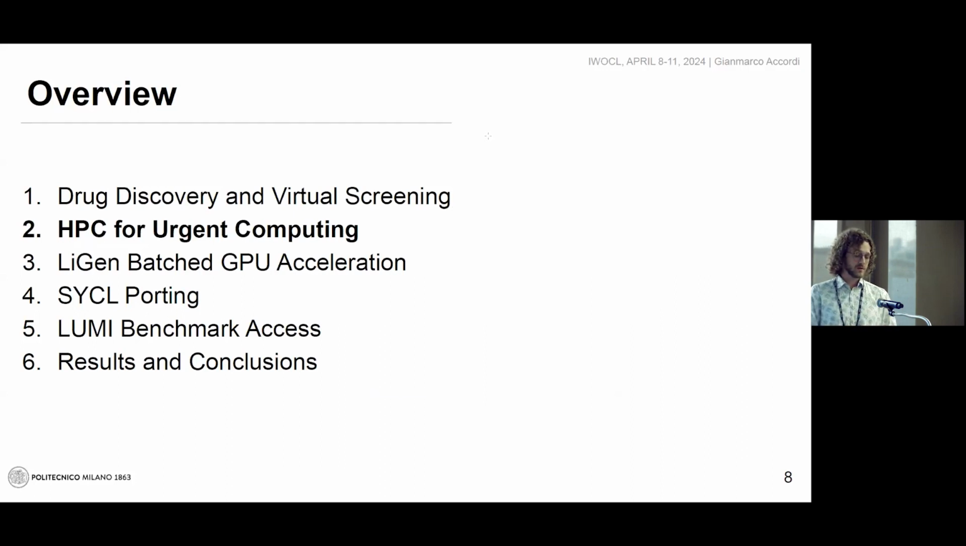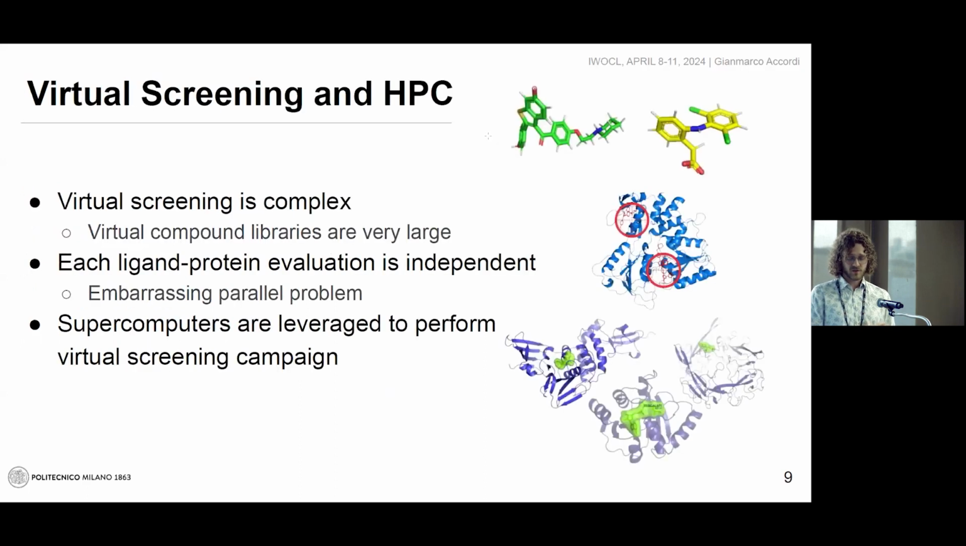Now, why are we talking here about SYCL and HPC? As you can guess, this process is very computationally intensive. Evaluating each ligand-protein pair is a long process, but the good news is that it is an embarrassingly parallel problem, so they can be evaluated independently. And thus, we leverage the computational power offered by supercomputers to have a lot of nodes available to evaluate more ligands in a single run, thus increasing the probability of success of the whole drug discovery process.